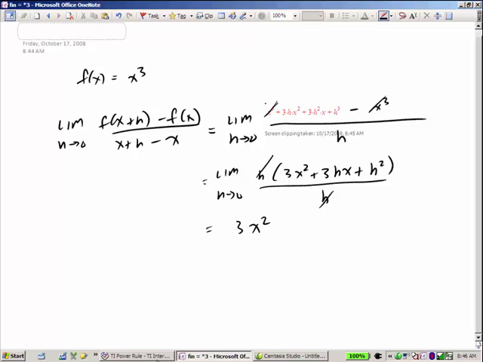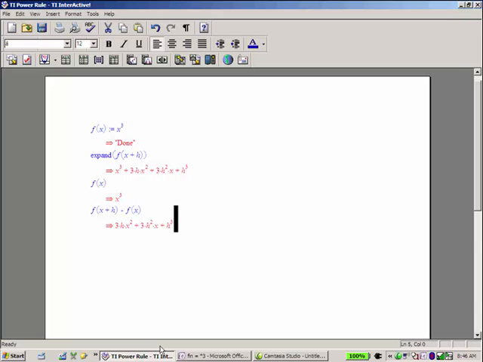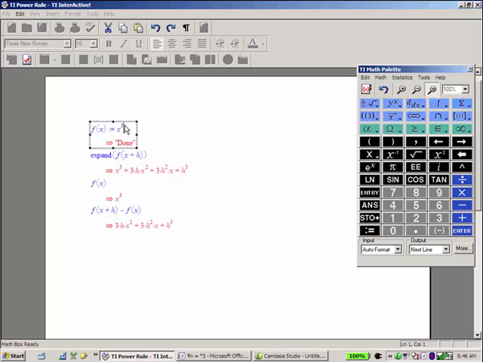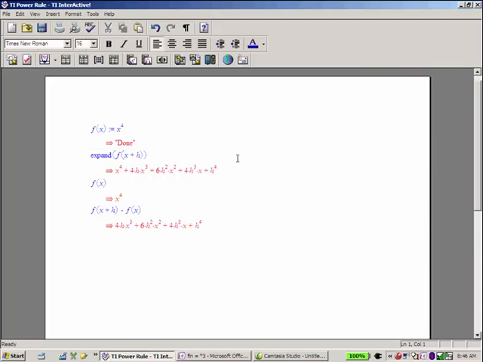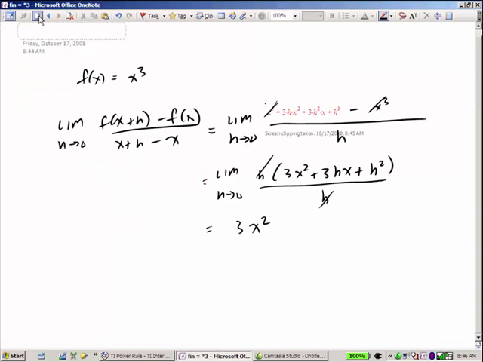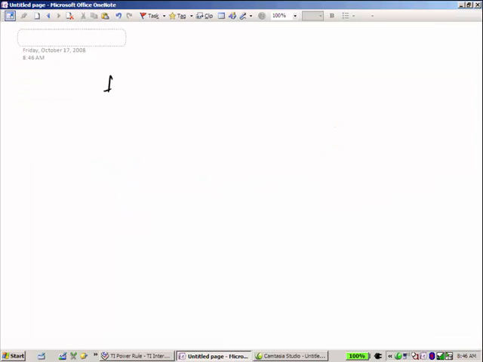Let's take a look at what happens when we change this to something like x to the 4th or x to the 5th. All right, we get more terms, right? But we can still do this. Well, see, I'm trying to show you that the power rule is true, is what I'm trying to do.